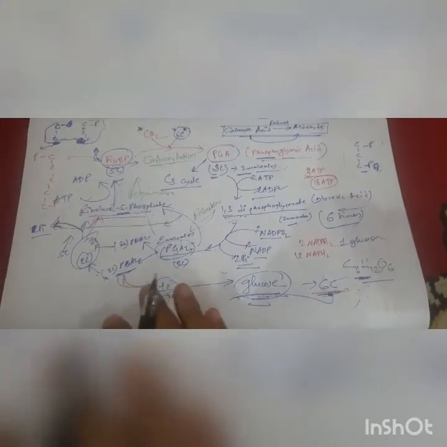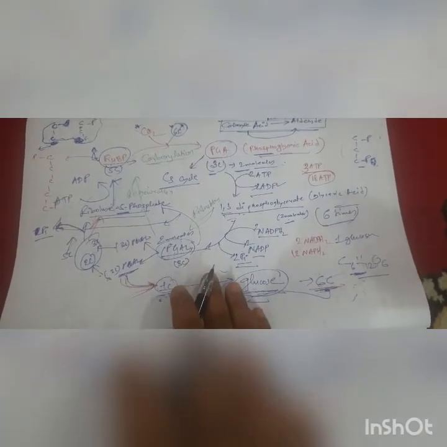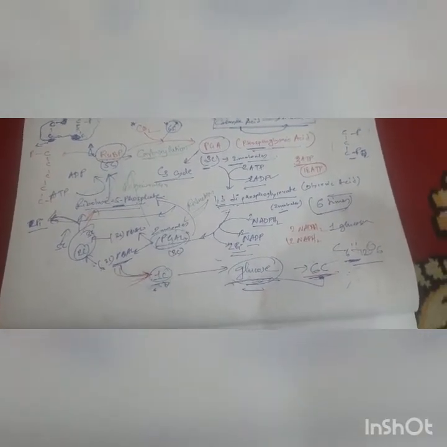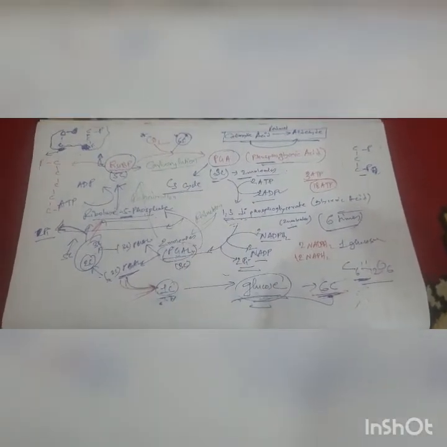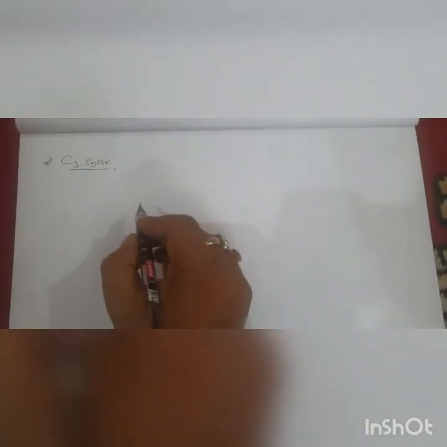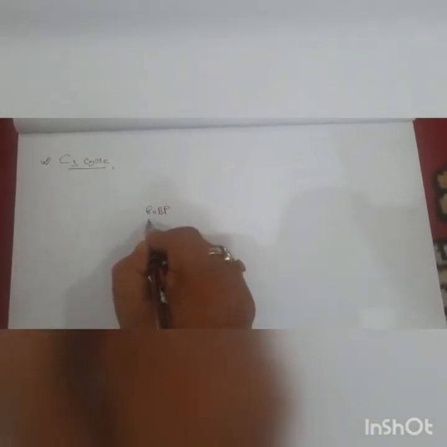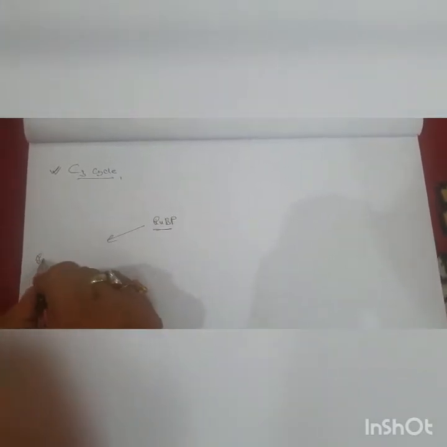Now, if you remember the previous day's C3 cycle explanation, you will understand today's C3 cycle explanation, because I will explain the C3 cycle with just one change. You already know the C3 cycle. How will I begin? Suppose you take RuBP. RuBP is ribulose bisphosphate or biphosphate.